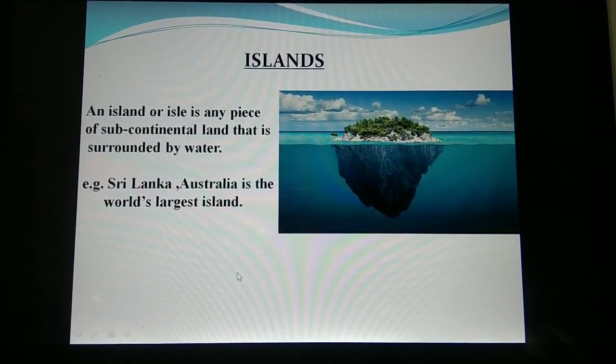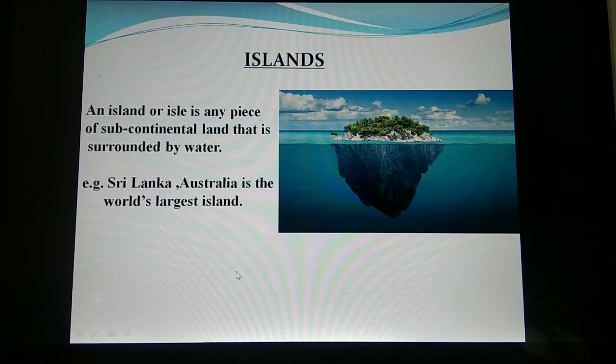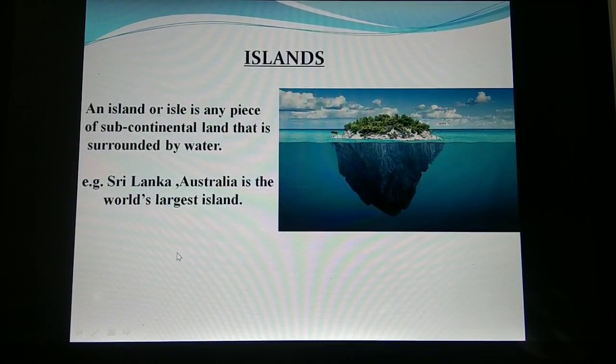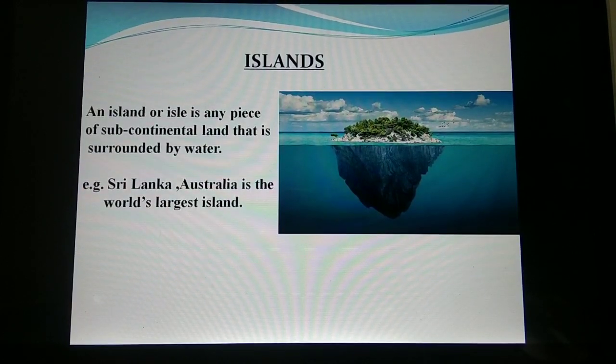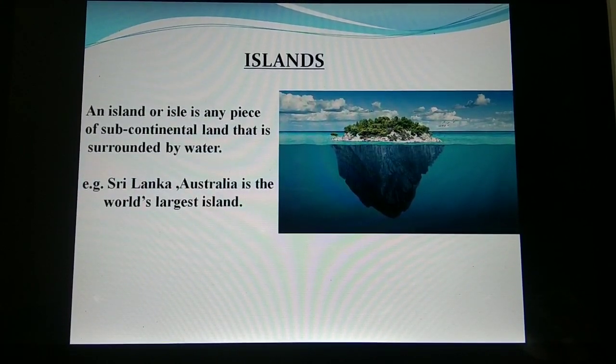Islands. An island is a landmass surrounded on all sides by water. The other name of island is isle. An isle is any piece of land that is surrounded by water. It's the same meaning. For example, Sri Lanka. The world's largest island is Australia, which is also a continent.